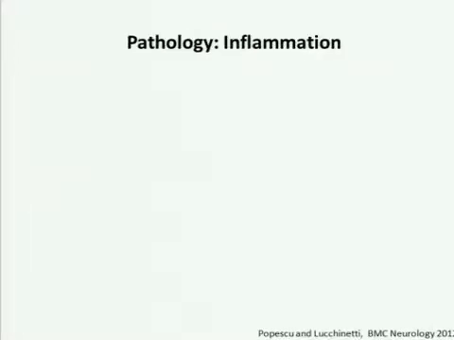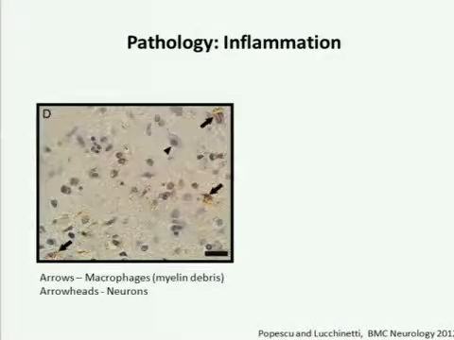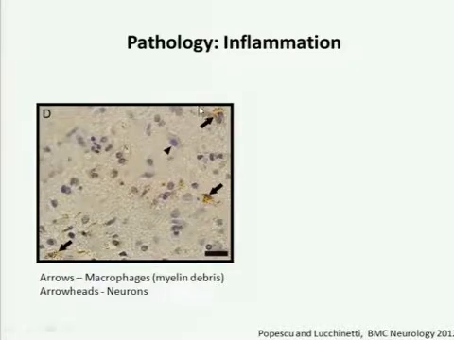Pathology in brief. So looking at inflammation in the parenchyma, I'm running out of time, so the main point here is to point out to you the macrophages here, which are laden with myelin. This is a slide that has been stained for PLP, which is a major constituent of myelin, and these macrophages are taking it up as they're clearing out lesion debris.